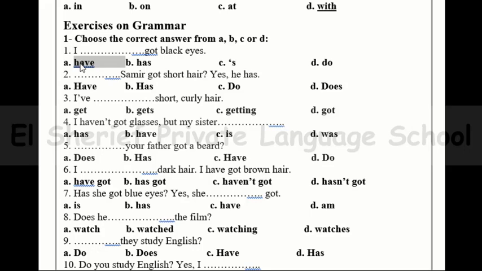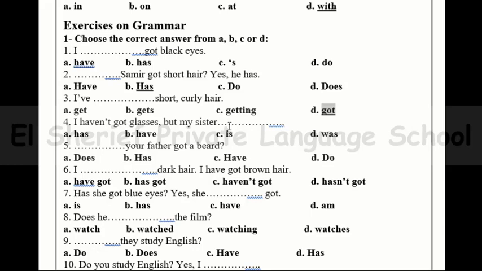Samir got short hair. Yes, he has. And in this sentence, we are answering with has, so the auxiliary must be, yes, it's clear, it must be has. Now let's move on to number 3. I have short curly hair, and with I have, I say, yes, I have got short curly hair.